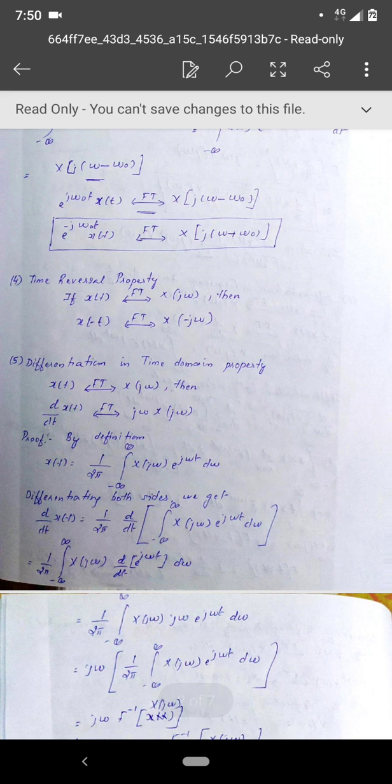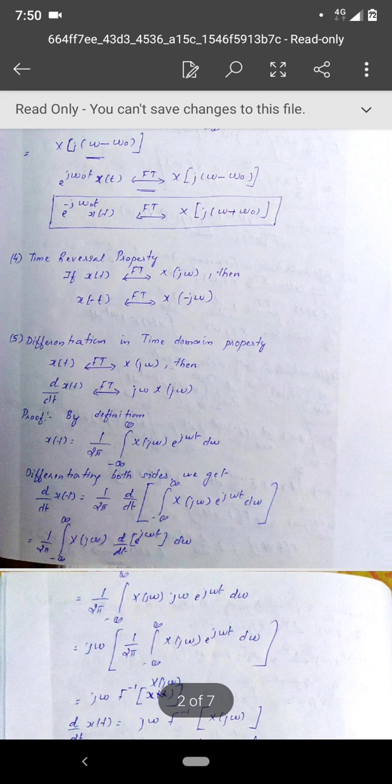Then the very important property, that is fifth property, that is differentiation in time domain. Okay, that is, if x of t leads to x of j omega, then if you find the derivative of x of t, that is d by dt of x of t, then what is the Fourier transform? The Fourier transform of such a derivative of x of t is nothing but j omega x of j omega. J omega is being multiplied with x of j omega. So when you find the first order derivative of x of t, x of j omega is multiplied with j omega.